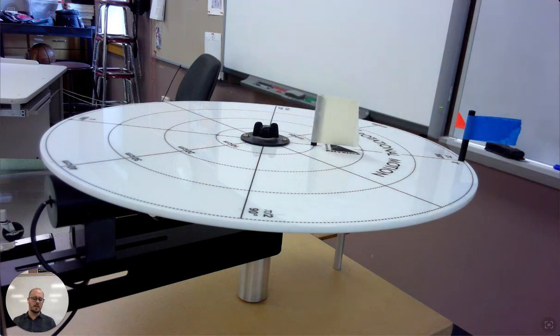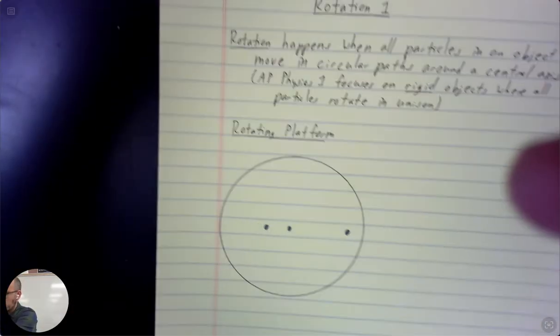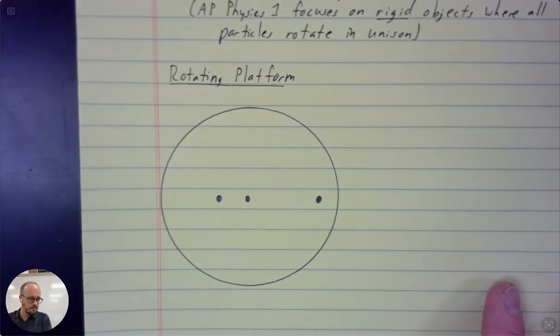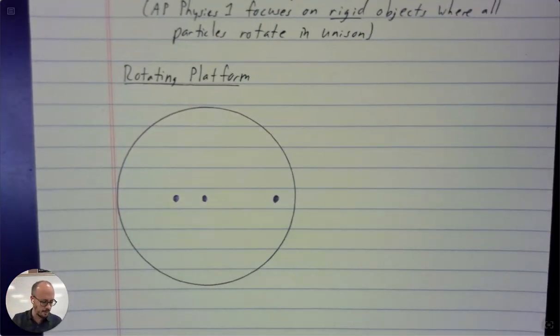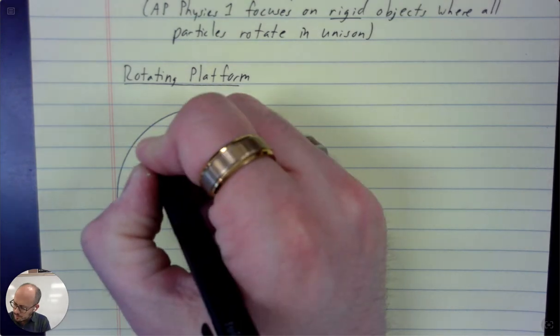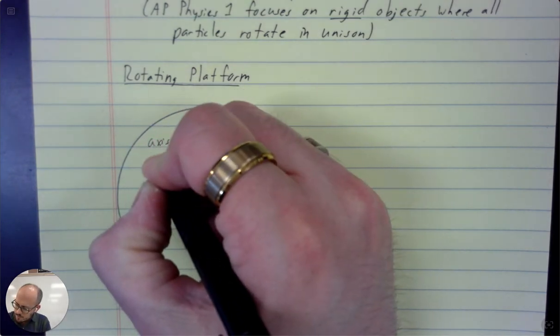And so we have some relationships we're going to write down about rotating objects. I'm going to have you capture this example in a diagram that's based on this rotating platform. And so the first thing you want to do is draw a circle, and that's the platform. I drew 3 dots. 1 dot is approximately in the center of the circle, and we're going to label that axis of rotation.